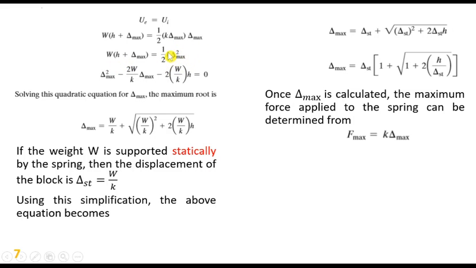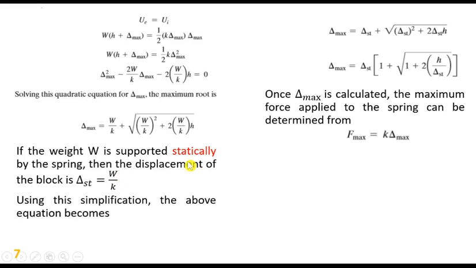And I think you have done this in some school or college physics. So from here you will have this relation. Solving this quadratic equation, the maximum root is delta max equal to W over K plus the square root of (W over K) square plus 2 into W over K into H.